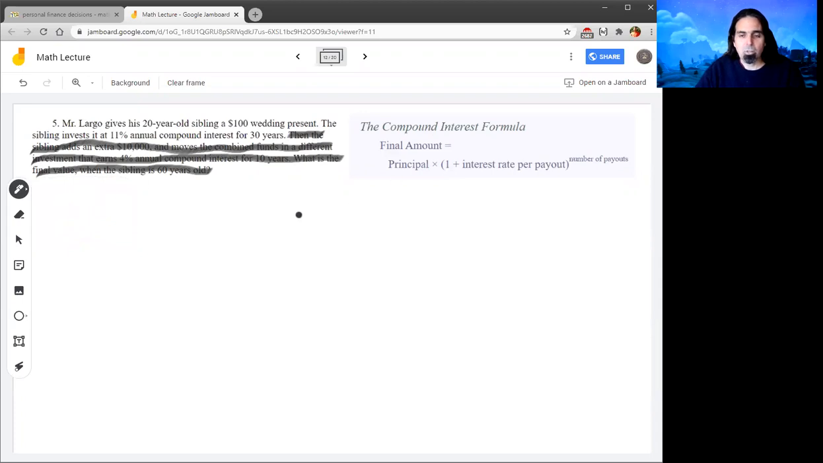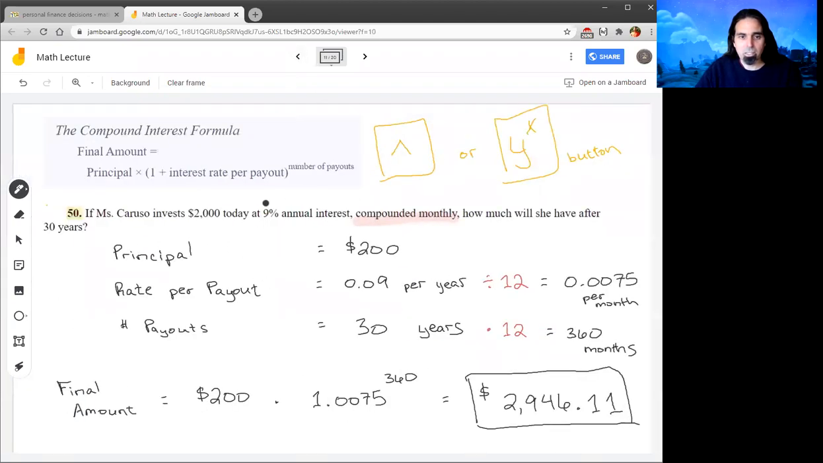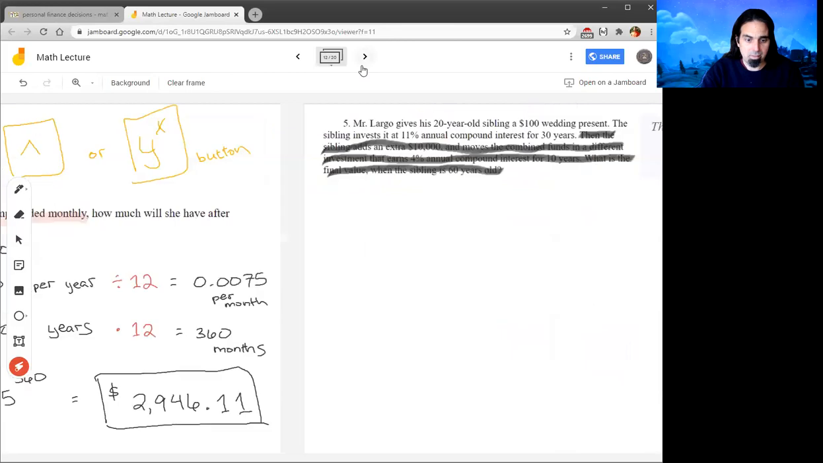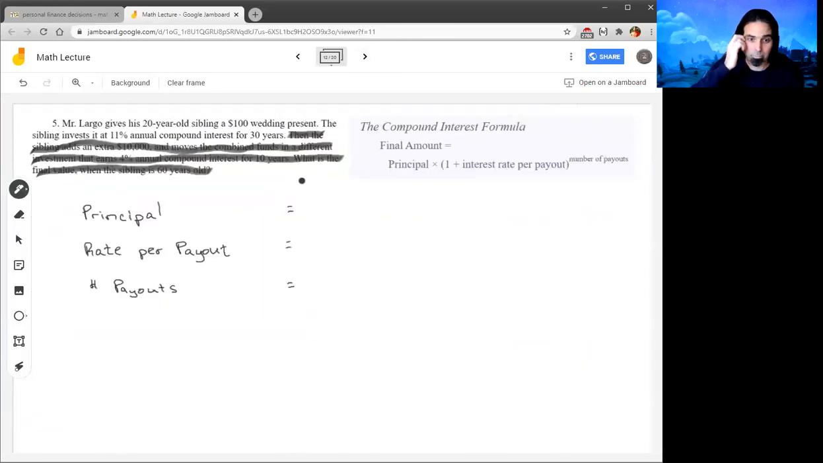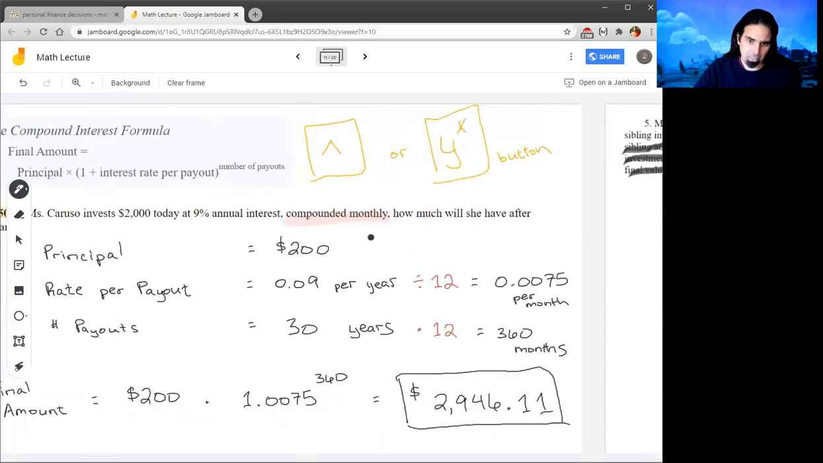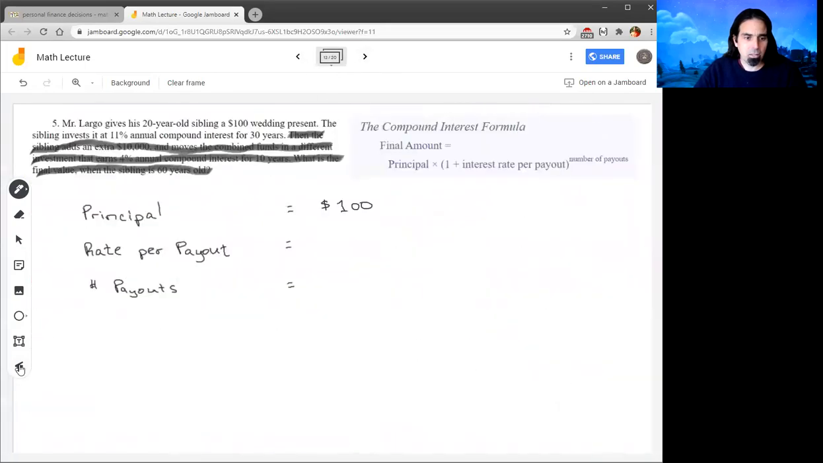We're using the same compound interest formula that we just did. And like we just did, we're going to keep track of things because that's where the complications will happen. So the principal is $100. What kind of compounding is it? Is it compounded monthly again? This time it's much nicer. This time it's compounded annually.